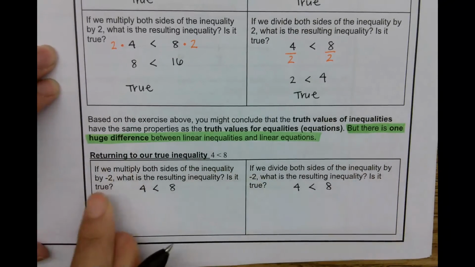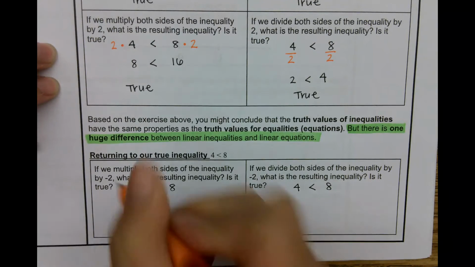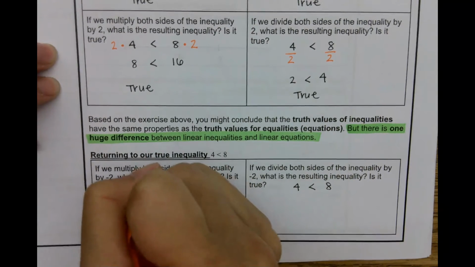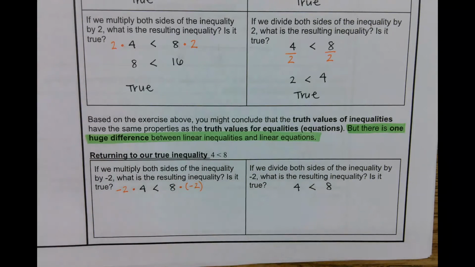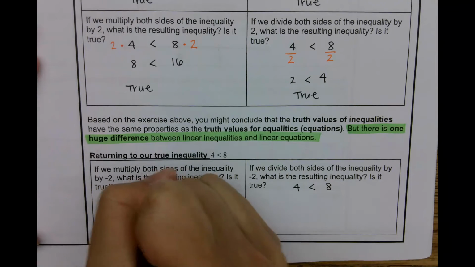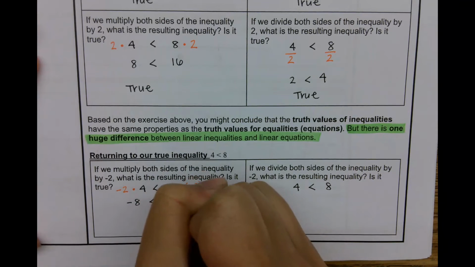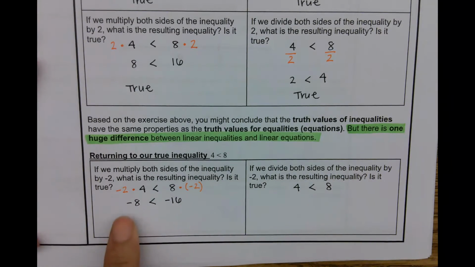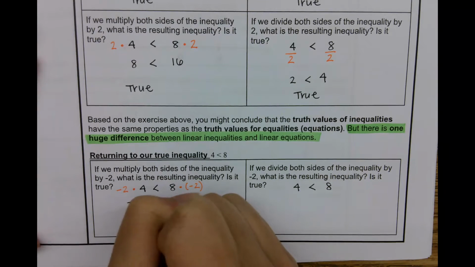Okay. But this time, we're going to multiply both sides by negative 2. So negative 2 times 4 is negative 8. 8 times negative 2 is negative 16. Is this true? Is negative 8 less than negative 16? No, it is not. It is false.